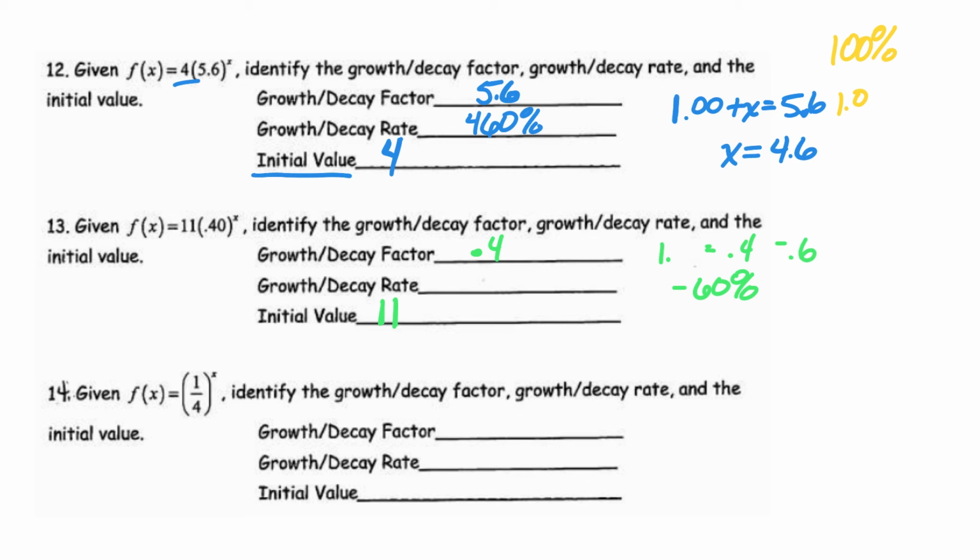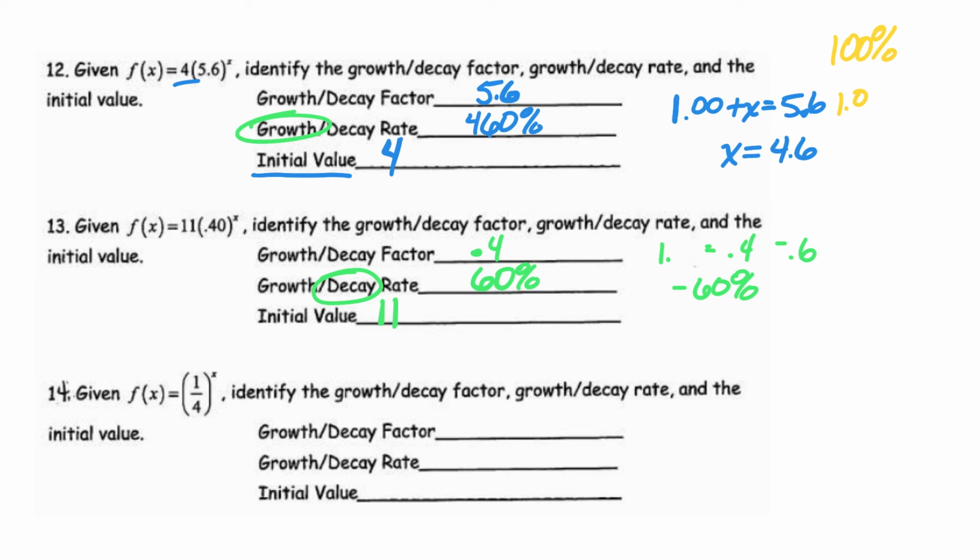So what we have is a decay rate, so this would be 60%. Notice I circled decay, and I do not put a negative number. By saying decay, I'm letting you know that I am going to subtract 60%.